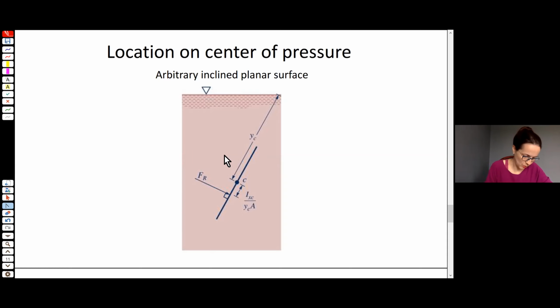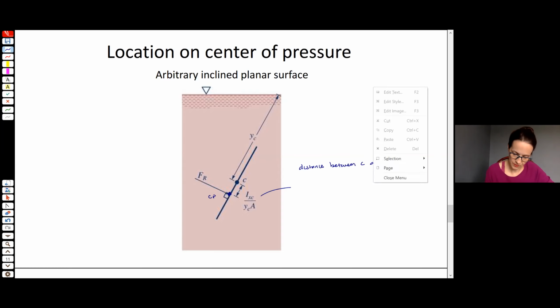And so what I just want to drive home here is we've got a resultant force acting right here at the center of pressure, and we've got C, and we can see that they're not co-located like we talked about last time, but also that the distance between C and CP is precisely the moment of inertia of the area over the Y location.